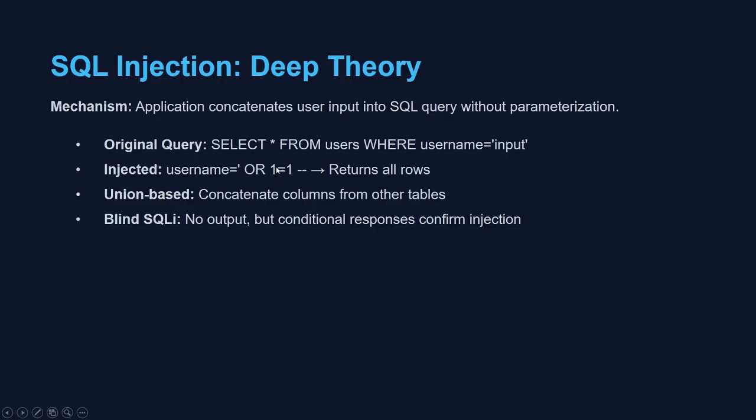This is going to be true, right? 1 is equal to 1. So we are saying give me all the list of rows if 1 is equal to 1, so it's going to be true, and it's going to give me all the list of rows here. This is what we did: we're manipulating the SQL query. We have union based, which concatenates columns with other tables. Blind SQL, no output but conditional responses.